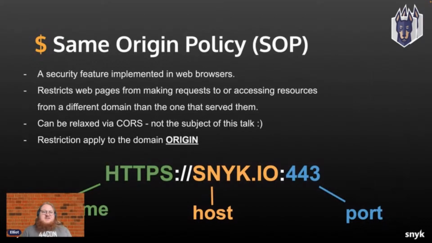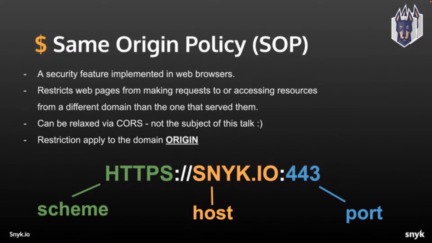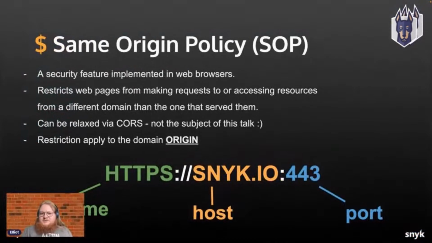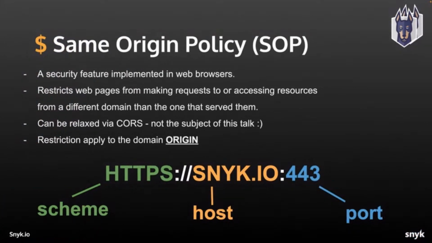So to first understand this, we need to look at what the same origin policy is and how it works. The same origin policy is a security mechanism that's implemented by the browser, and it restricts what origin, domain, or website can access resources on another origin or website. And this can be relaxed through CORS, which is cross-origin resource sharing. But this isn't the subject of what we're here today to talk about. Essentially, these restrictions apply to what is called an origin. So an origin is defined by a scheme, a host, and a port.